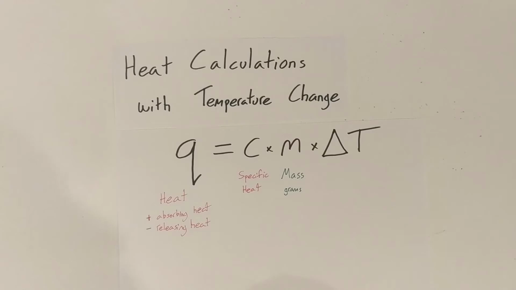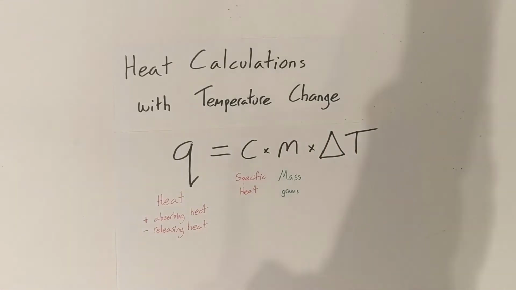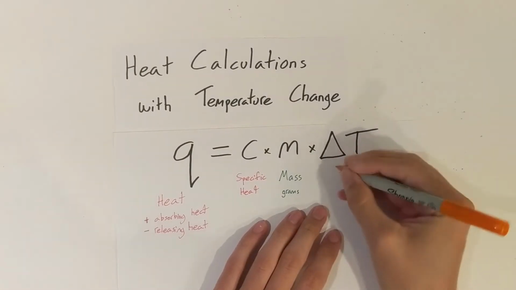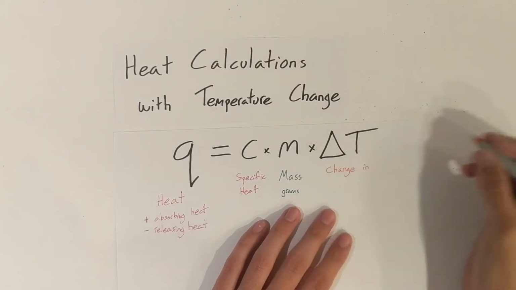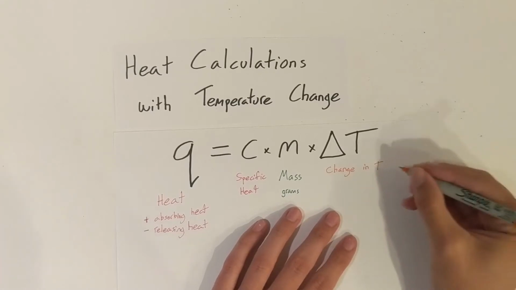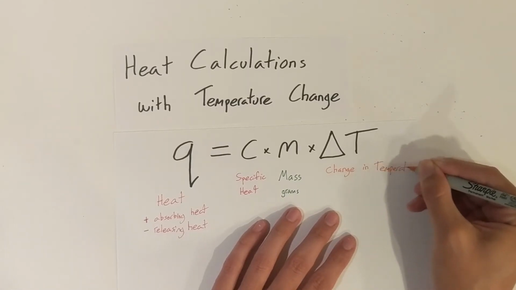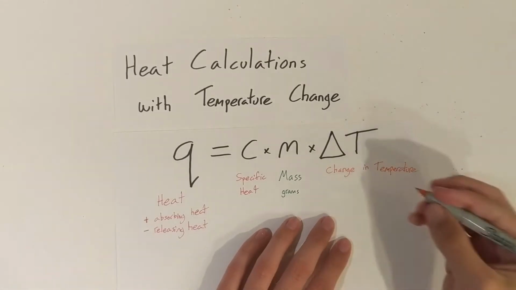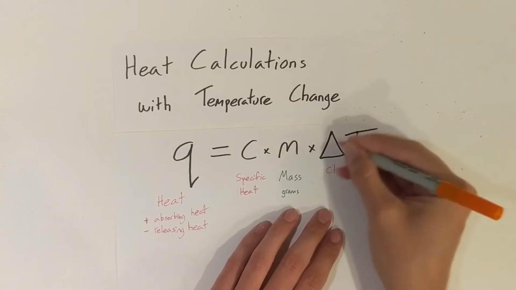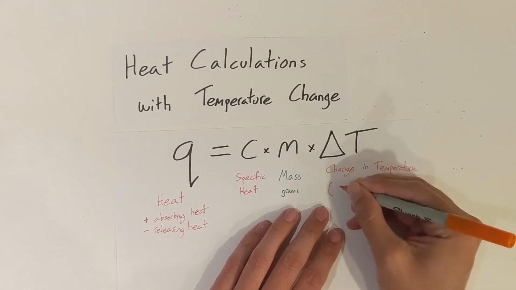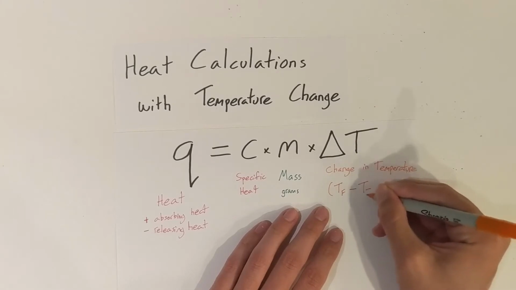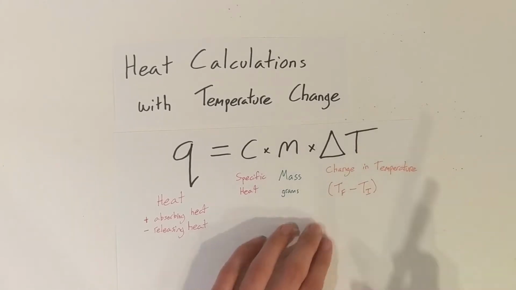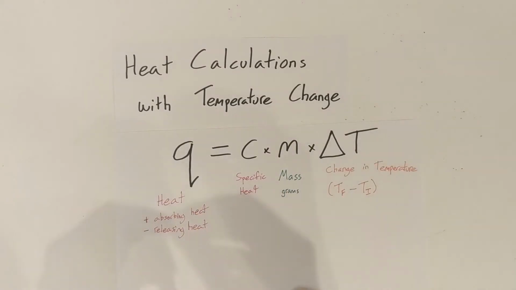And then right here we got delta T. That means it's our change in temperature. Delta just means it's a change. Change in temperature. Specifically, the way we calculate this, instead of writing a delta T in your formula, you could put in parentheses temperature final minus temperature initial. So we could even use that instead of delta T in our equation.